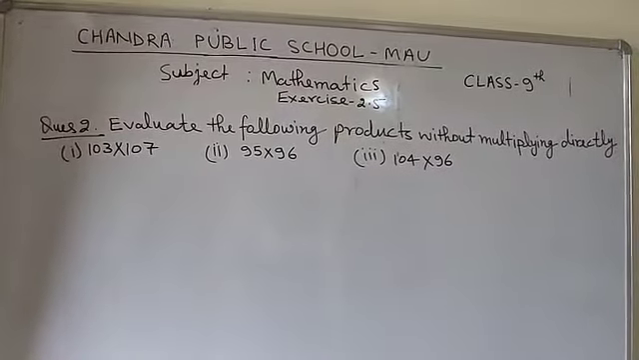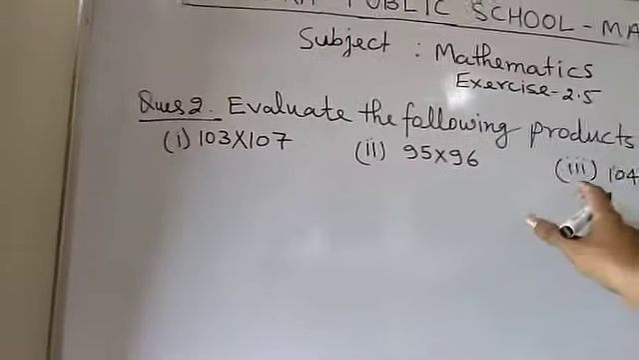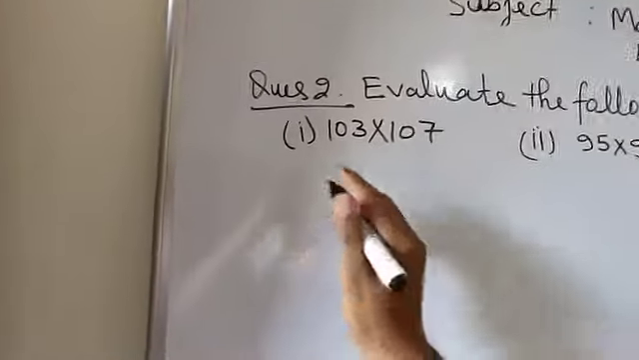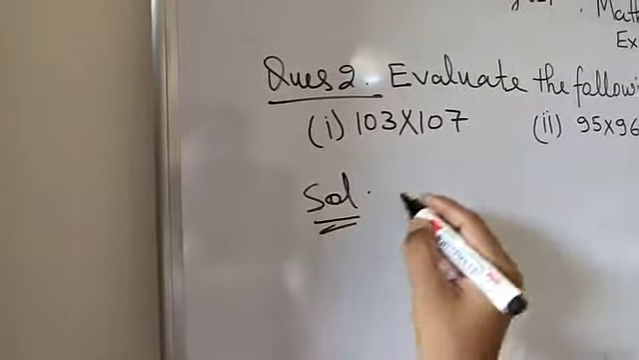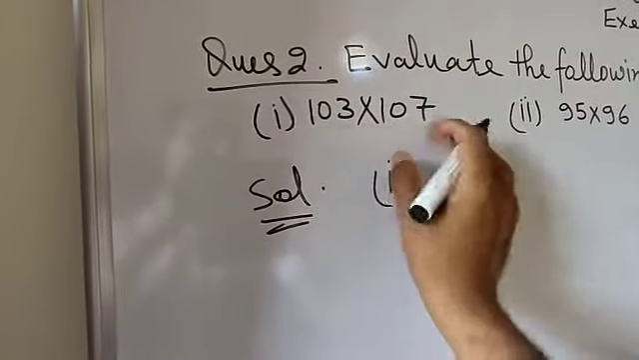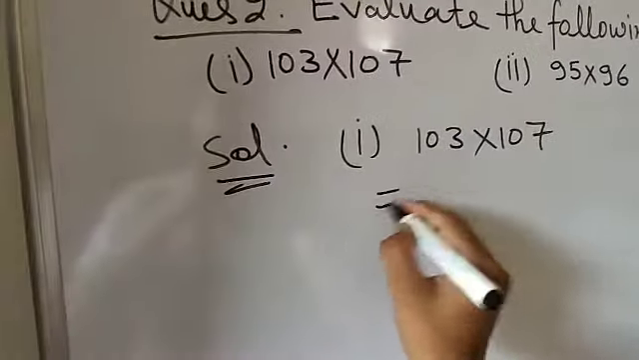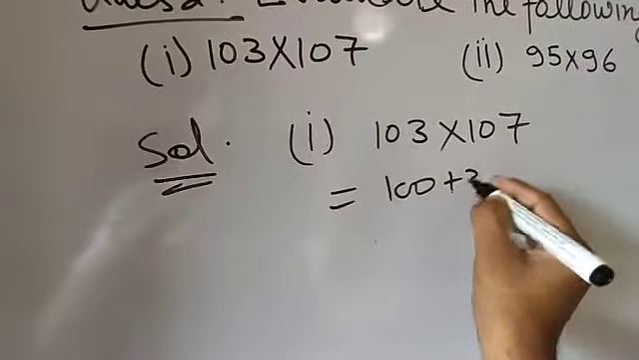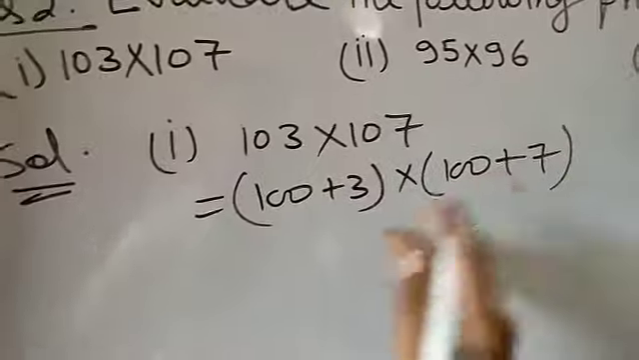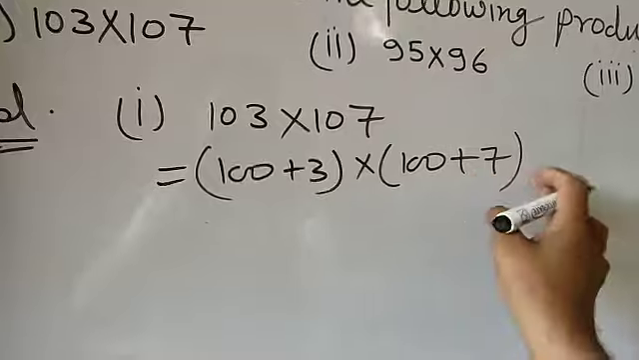Now students, here I have written question number three: evaluate the following products without multiplying directly. These are multiplications, but you need to evaluate them without direct multiplication, so you will use the identity. I am going to give the solution. The first and second are similar, so I am only going to give the hint for the first one. 103 into 107: 103 can be written as 100 plus 3 and 107 can be written as 100 plus 7.